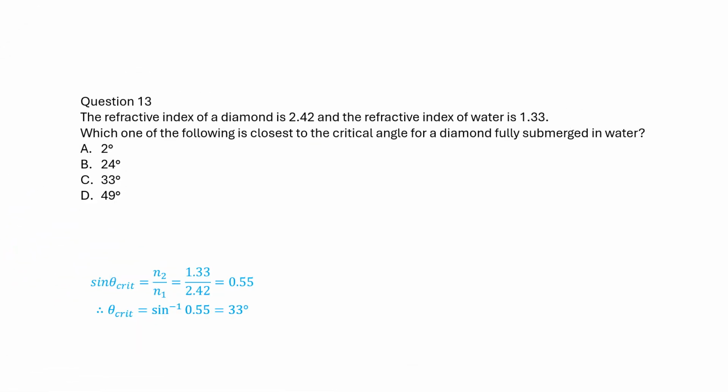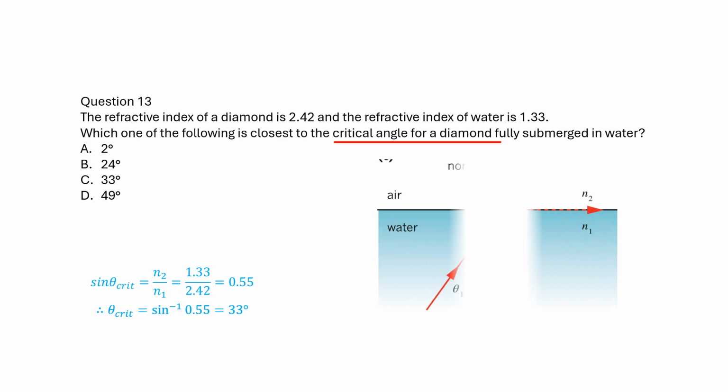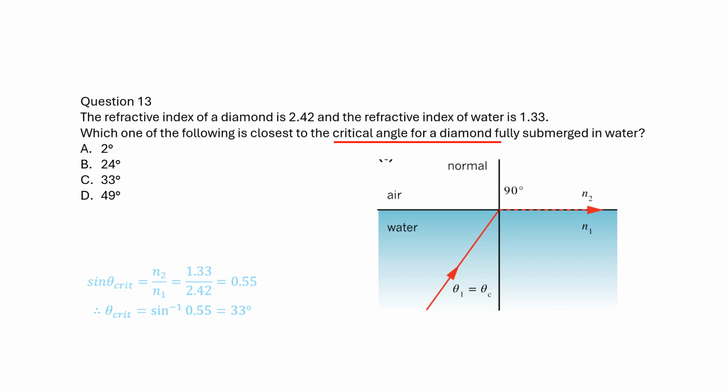The critical angle is asked. When the angle of refraction becomes 90 degrees, the light is refracted along the interface between the two mediums. This angle of incidence is the critical angle. Using Snell's equation, we calculate the critical angle.